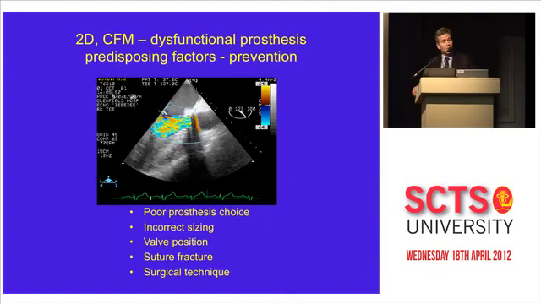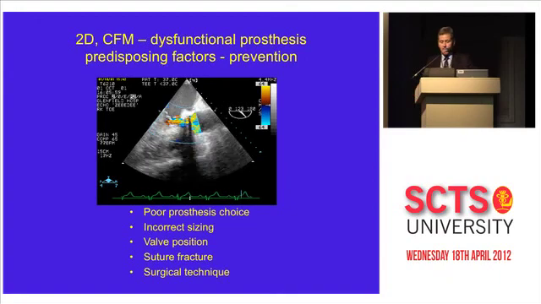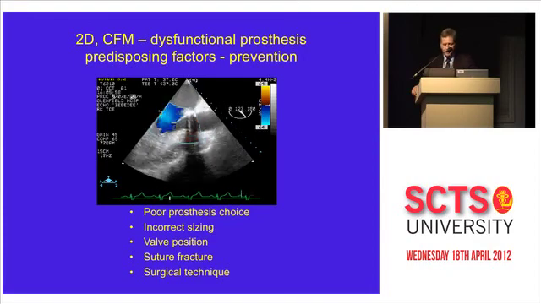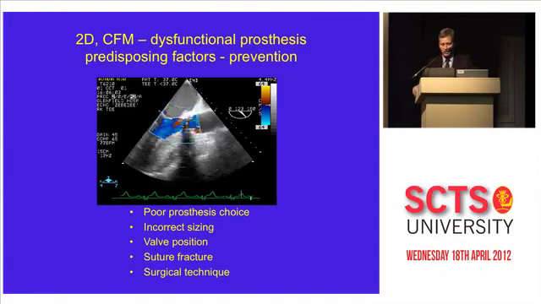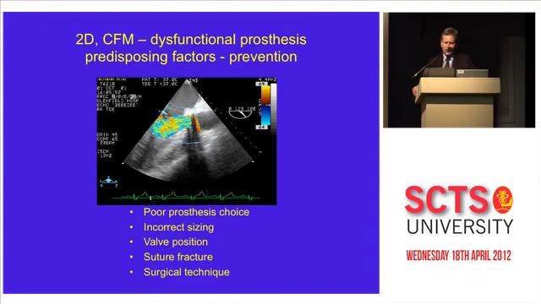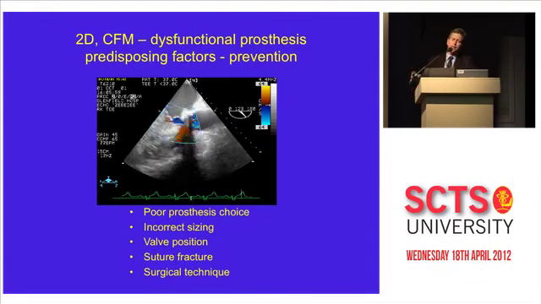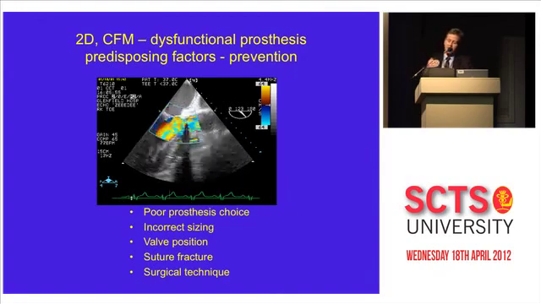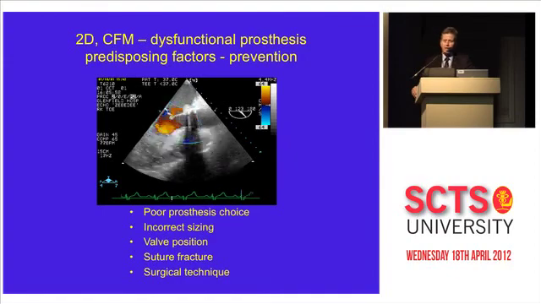So if you look from all different angles and the outflow tract, then we can make our assessment with and without color. But do not just switch on the color. We first have a 2D picture and assess that way. Now, there are different reasons or causes that can lead to paravalvular leaks occurring.